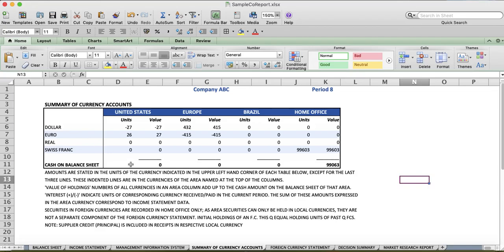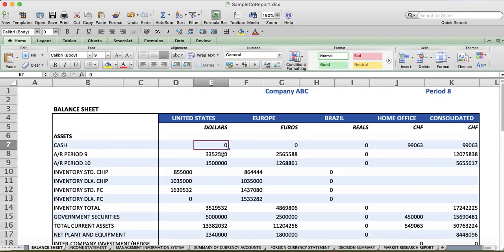Here we can see that the balance sheet is showing a cash of 0 in the US, 0 in Europe, 0 in Brazil, and 99,000 in Switzerland. This indeed is what's written on the top line of the balance sheet. 0 in the US, 0 in Europe, 0 in Brazil, and 99,000 in the home office.